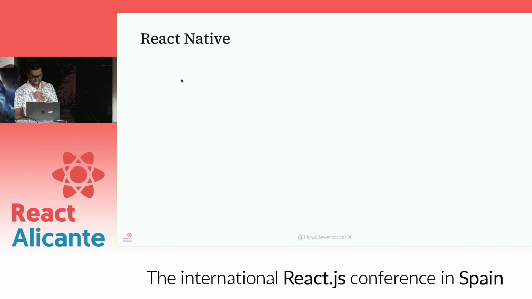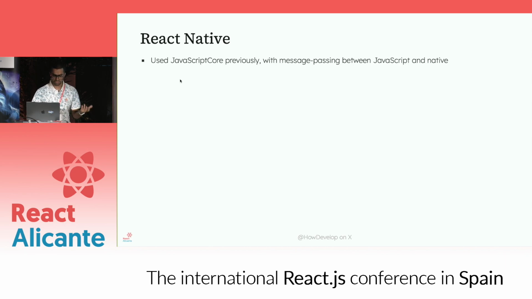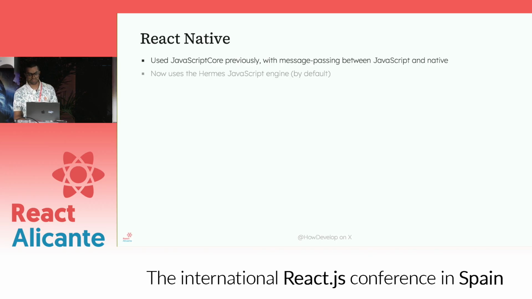And in the context of today's talk, I do want to highlight a few different things. Initially, when React Native came out, it was using JavaScriptCore, with message passing between the JavaScript and the native, right? So it used to be this async message passing between both of them. But now, of course, it is not very efficient because you have to deal with a lot of deserialization and serialization. So nowadays, Hermes is the default JavaScript engine, which is built by Meta, and it is specifically for React Native, designed for fast time to interactive.